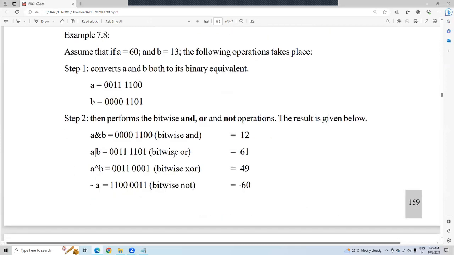In the same way, A bitwise OR, A XOR B and NOT A. Right, NOT A. Not A means what? 0 will become 1, 1 will become 0. Reverse it will be. So that means it is going to give you a negative number.